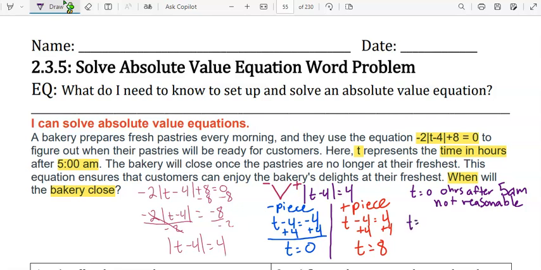Now with t equals 8, that would be 8 hours after 5 a.m. And that would be at 1 p.m. So the shop should close at 1 p.m. to ensure that the bakery's items are fresh.